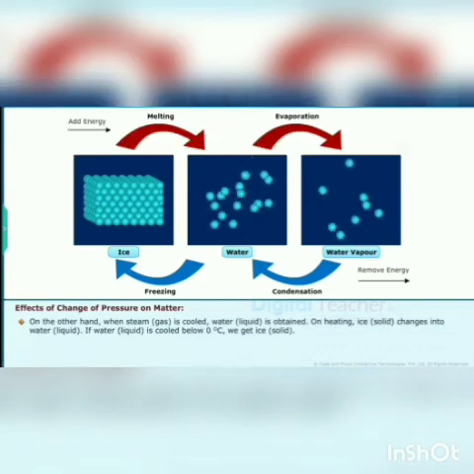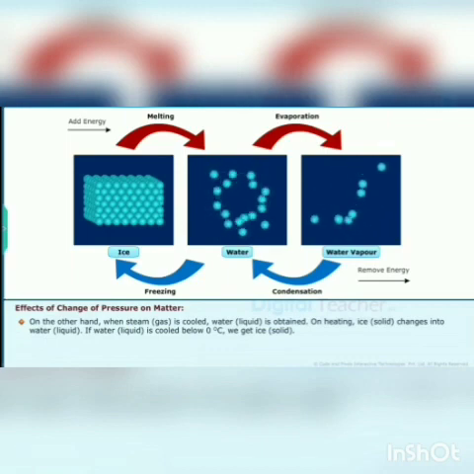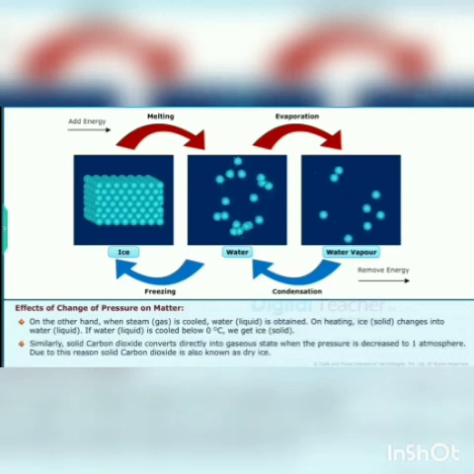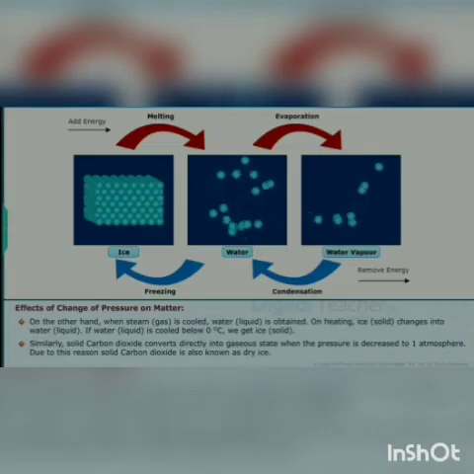It is important to note that the three states of water are interchangeable. When water is boiled, steam is observed. On the other hand, when steam is cooled, water is obtained. On heating ice, it changes into water. If water is cooled below 0 degrees Celsius, we get ice.